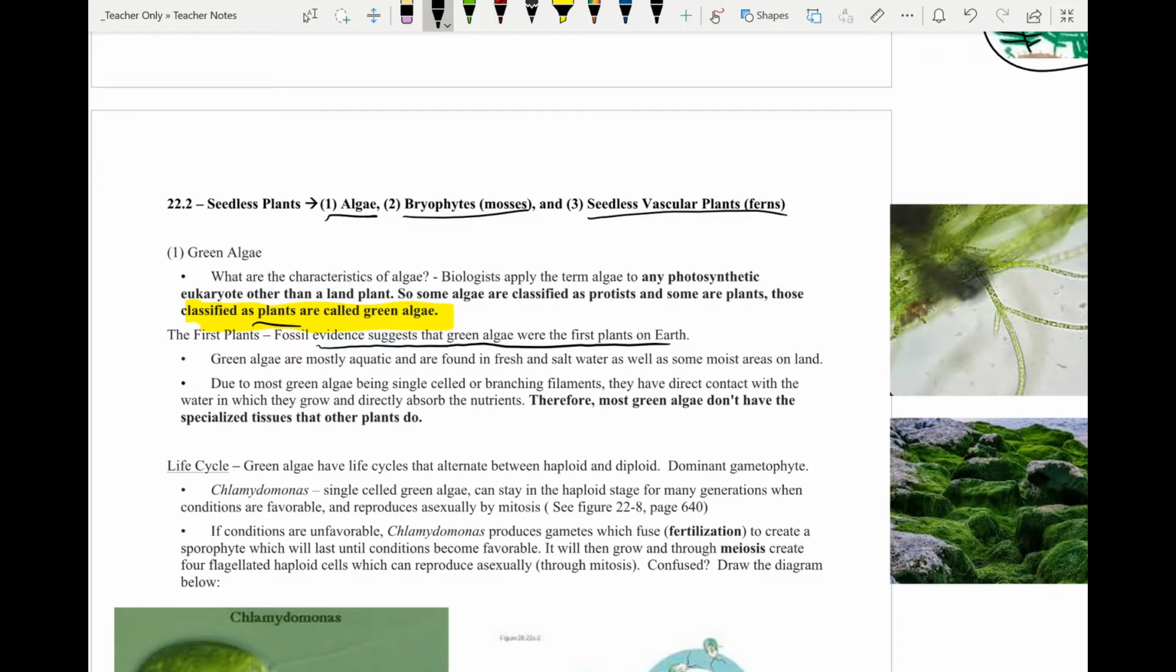Secondly, green algae are mostly aquatic and are found in fresh and salt water and in some pond-like moist areas on land. So areas where they get a lot of water and have a continuous flow of water. Think of a swamp or a bog. This is where we would find algae. Due to most green algae being single-celled or branching filaments, they have direct contact with the water that they grow in to absorb nutrients. So they don't have specialized plant tissues that other plants do.